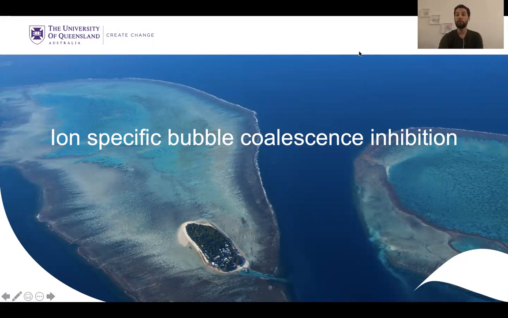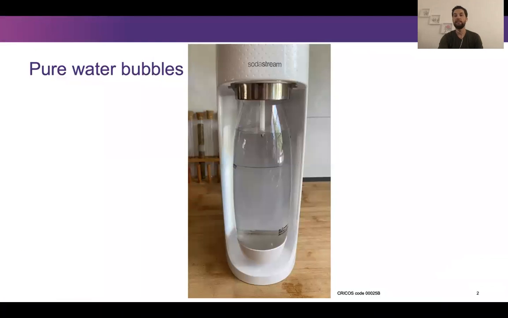My name's Tim Dignan. I'm a researcher here at UQ, and I want to tell you today about an interesting puzzle, which I think I've explained. So this is actually a nice example of an experiment you can do at home in your kitchen. All you need is a soda stream.